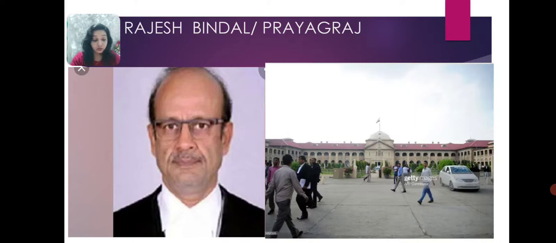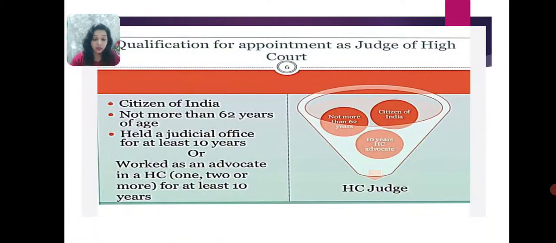Today let us learn more about the High Court of our country: how the High Court functions, what the appointment procedure of the judges is, and what the composition is, everything. The Constitution of India provides for a High Court for each state. That means every state has a High Court. Parliament may, however, establish a common High Court for two or more states, or even for Union territories.